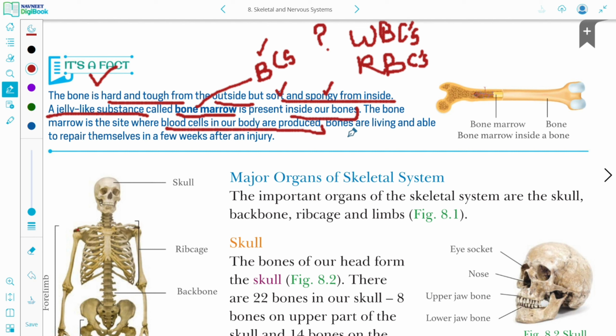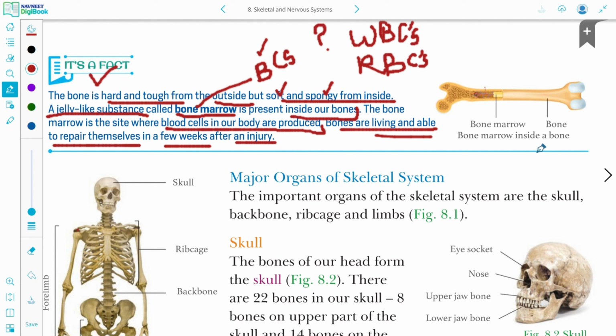Bones are living and able to repair themselves. Bone कैसी होती है बच्चे? Living होती हैं और अपने आप को रिपेयर कर लेती हैं, within a few weeks after an injury. ठीक है बच्चे, इतना क्लियर हुआ?